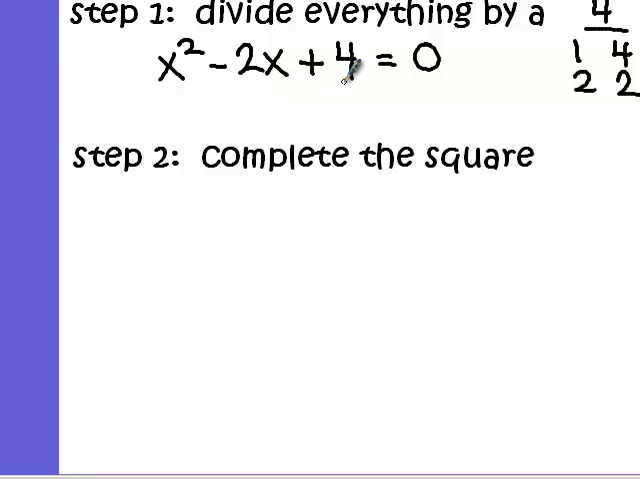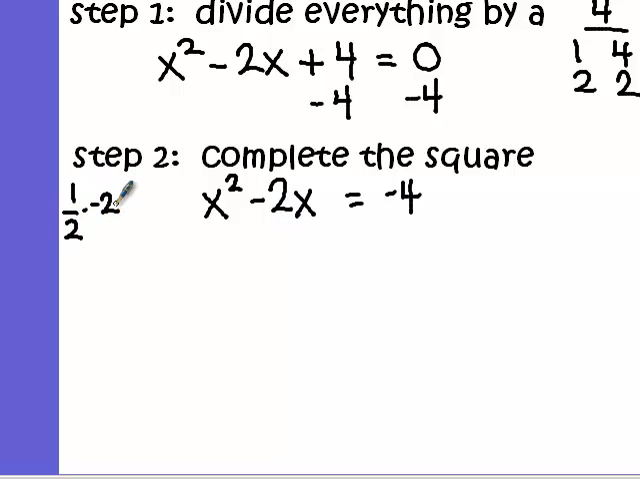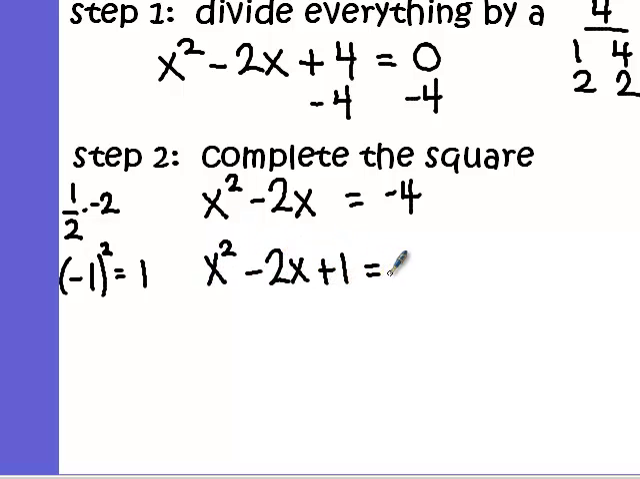So we're going to move our c over. And now we're going to take half of negative 2. So half of negative 2 is negative 1, and we got to square it. But remember, when you take negative 1 and you square it, it's actually a positive 1. So we're going to take the positive 1 and add it to both sides. And negative 4 plus 1 is negative 3.